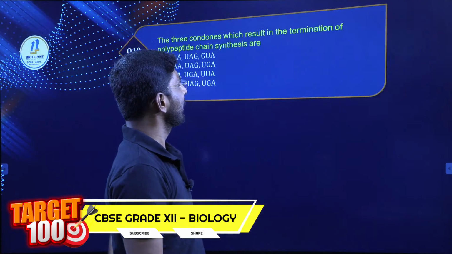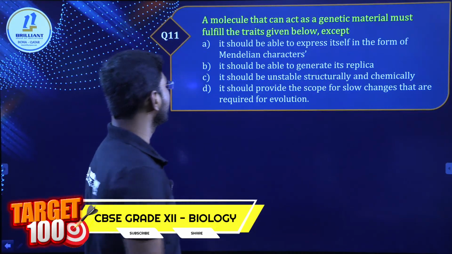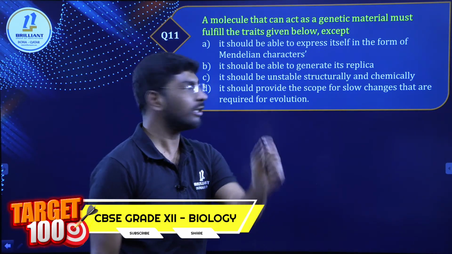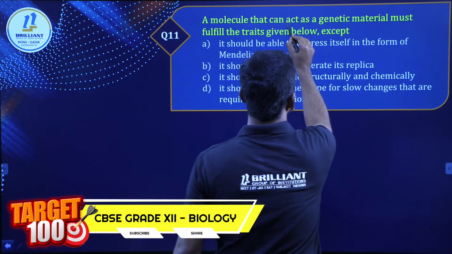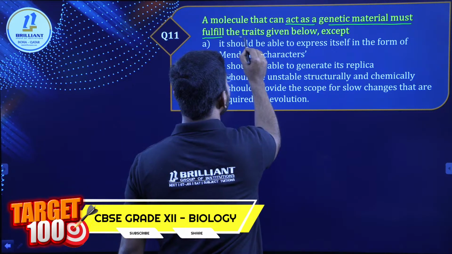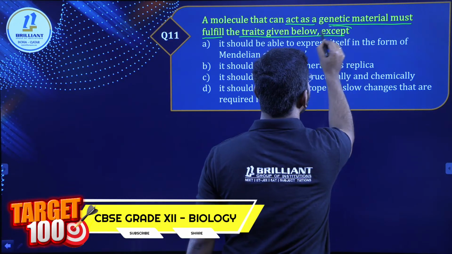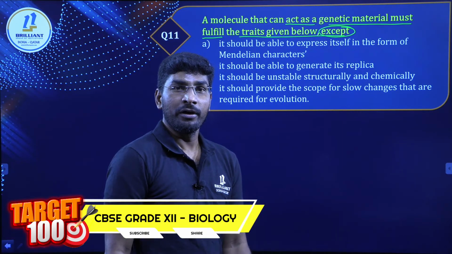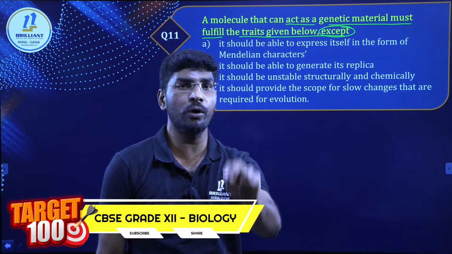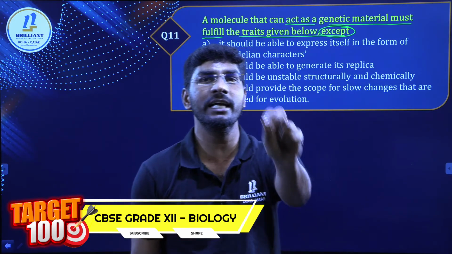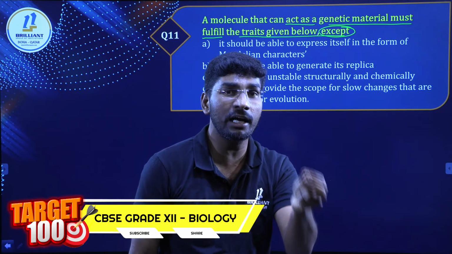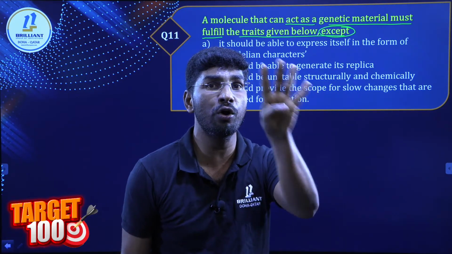Question number 11. Read carefully what this question is asking. A molecule that can act as a genetic material must fulfill the traits given below, except. This can come for a 2-mark question also, not only for MCQ. Write the characteristic features of a genetic material. If you are considering DNA or RNA as a genetic material, it should fulfill 4 characteristic features.